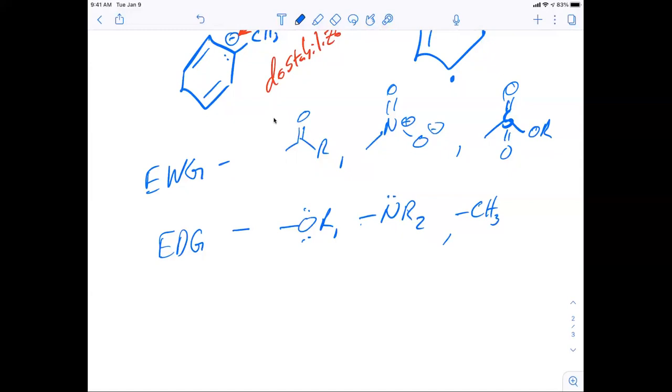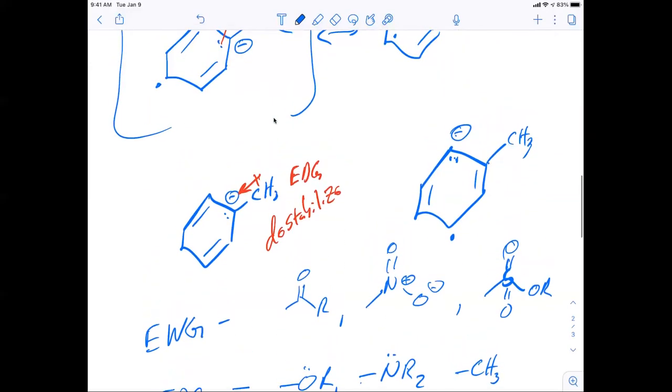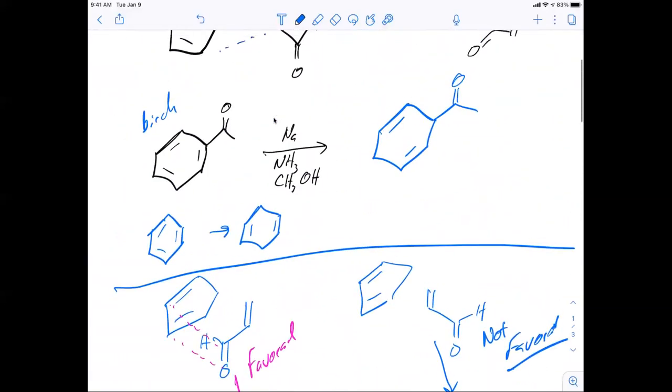Okay. So whether an electron withdrawing group is an activator or deactivator depends on the mechanism. In a Birch reduction, we're going through a negative process. So an electron donating group is a deactivator, right? So I don't want it directly next to the negative. But in a Birch, the electron withdrawing group is an activator. So I do want it directly next to wherever that negative would be. Okay.